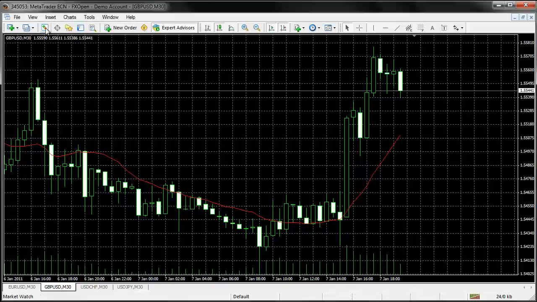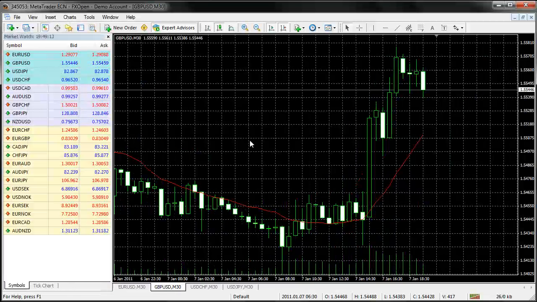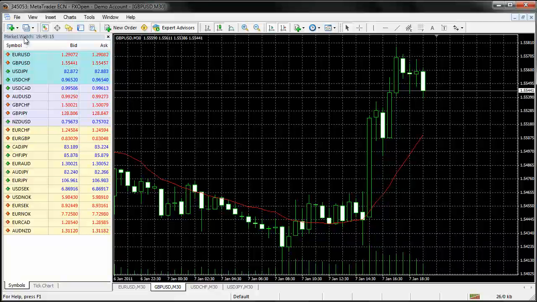Alright, the first place is here, and it's in one of these other menus here as well: View, and then we can click on Market Watch there. Alright, so there's the Market Watch. It actually labels it there for you.